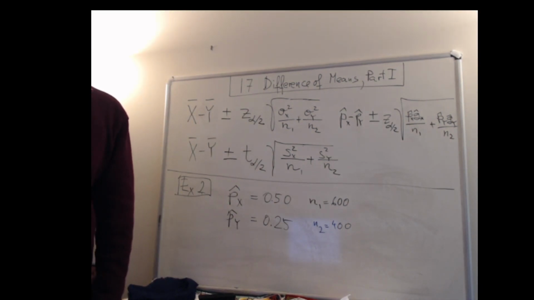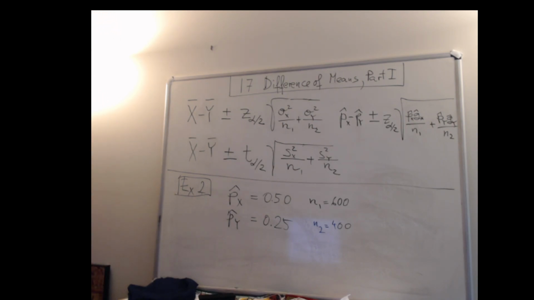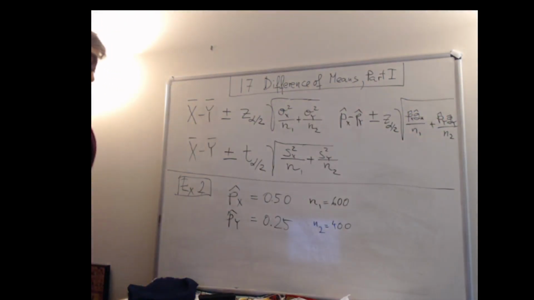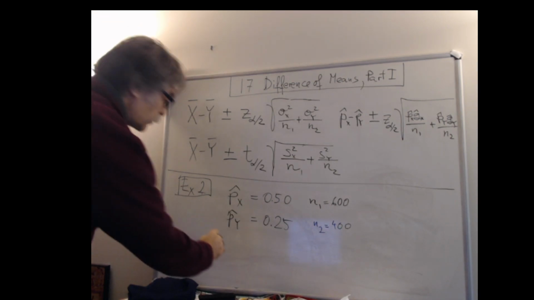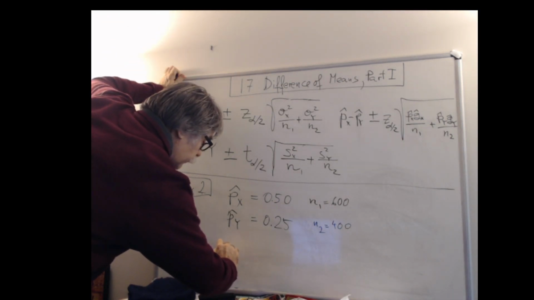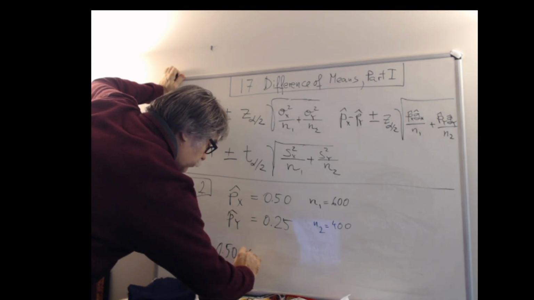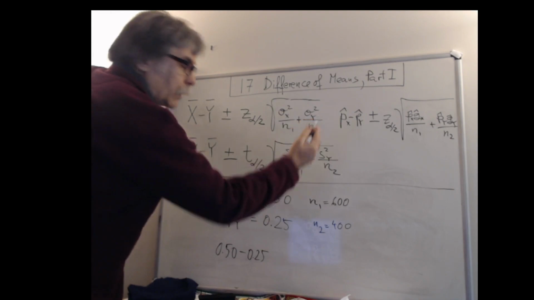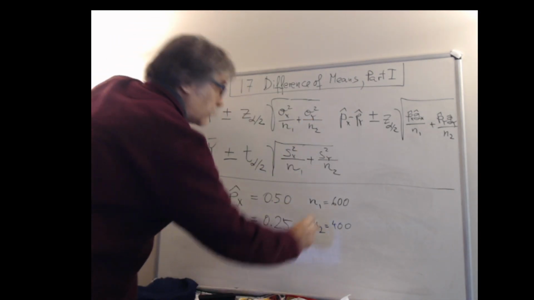Okay, now I'd like to know what is the difference in the population. So the difference in the population will be by the Z estimate. This is the formula for the difference in the population. So now just fill it up. What we have here is 0.50 minus 0.25, give or take. So we have this margin of error, right?